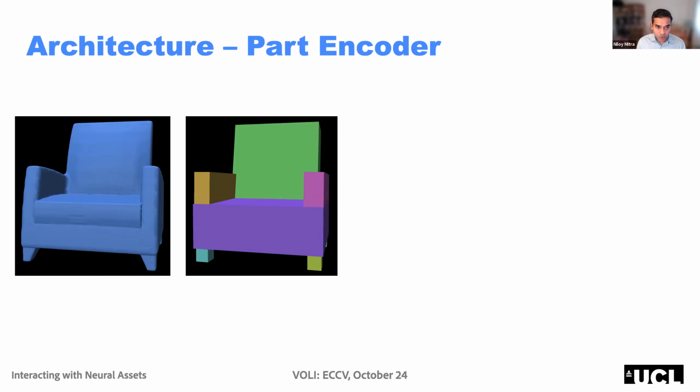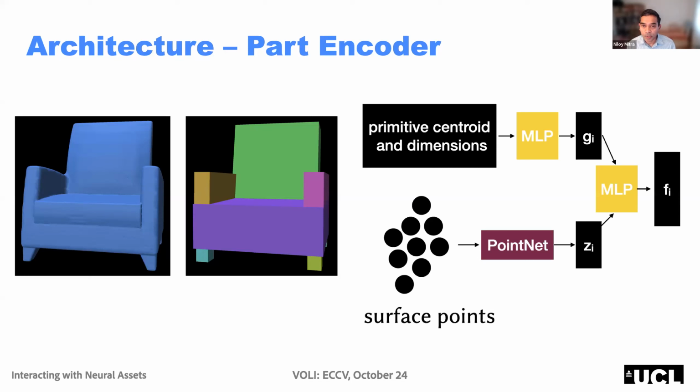So how is this going to be encoded? We will sample points on these parts, and then we would have some PointNet-like representation for the points. And then we would also have a latent code for each of the parts. So this is how it would work. Each of the boxes with the centroids and dimension goes through an MLP to give a latent code GI. And this latent code, this embedding, is trained across all parts of PartNet.